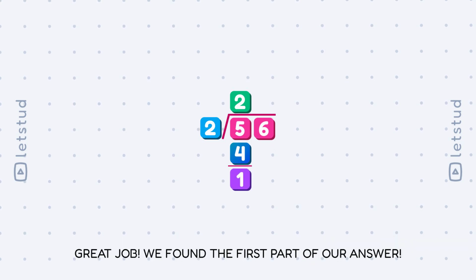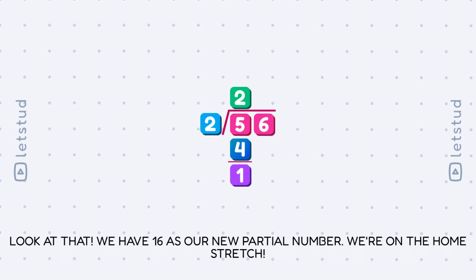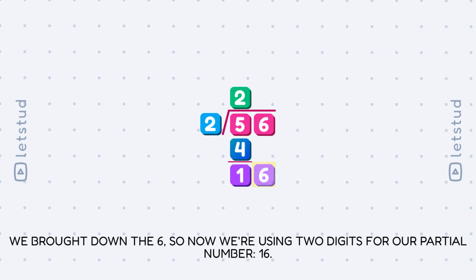Awesome work. You're doing great. We've got a remainder of 1. Now let's bring down the next digit, 6, to make 16. Now we have 16. Let's see how many times 2 fits into 16. We use the remainder 1 and the next digit 6 to make 16.